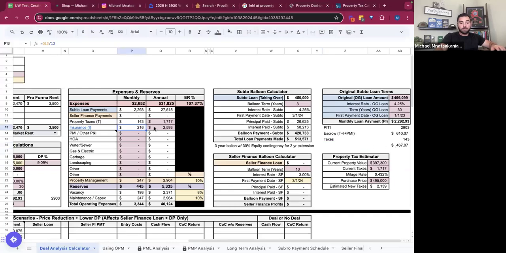Probably do like 150 for insurance for the time being, right? These are all estimates, right? 150, and then the remainder is, we're going to say PMI. We need to get the actual statement to know what that is. So we're going to say 317.07.